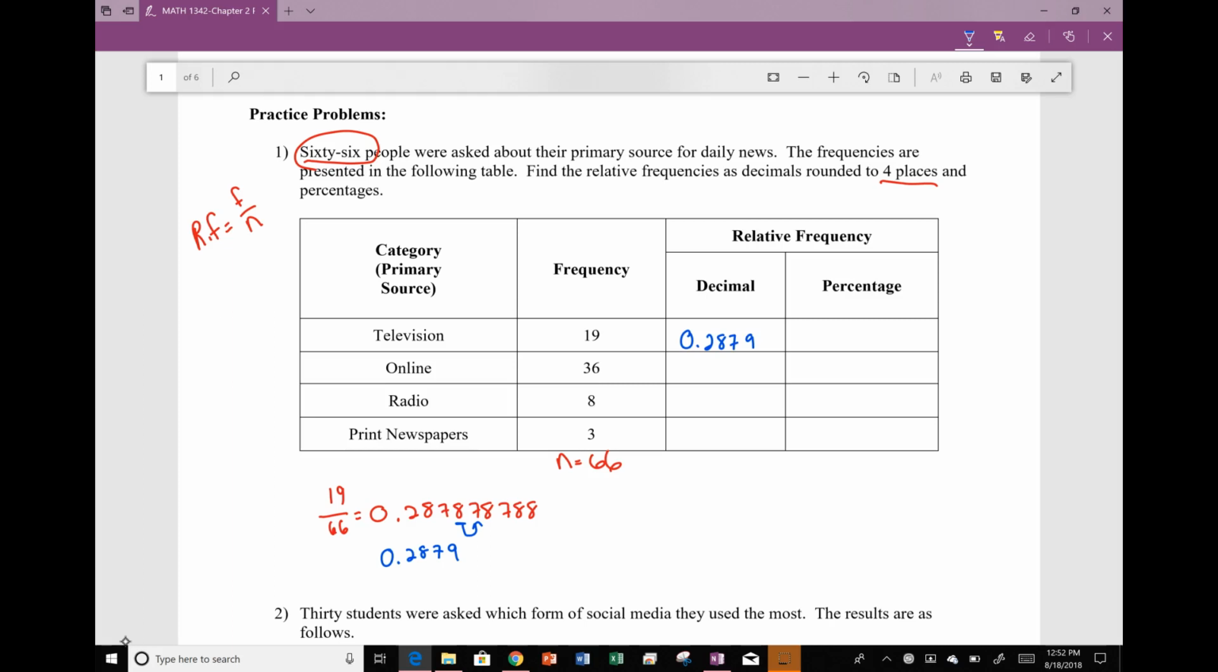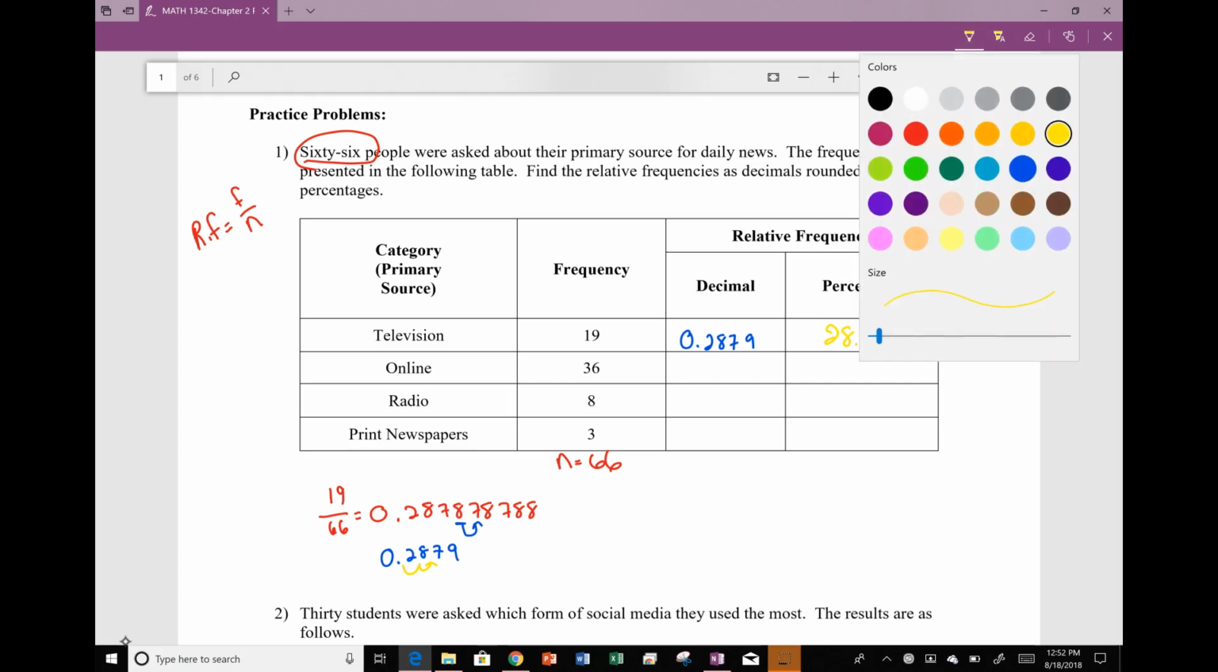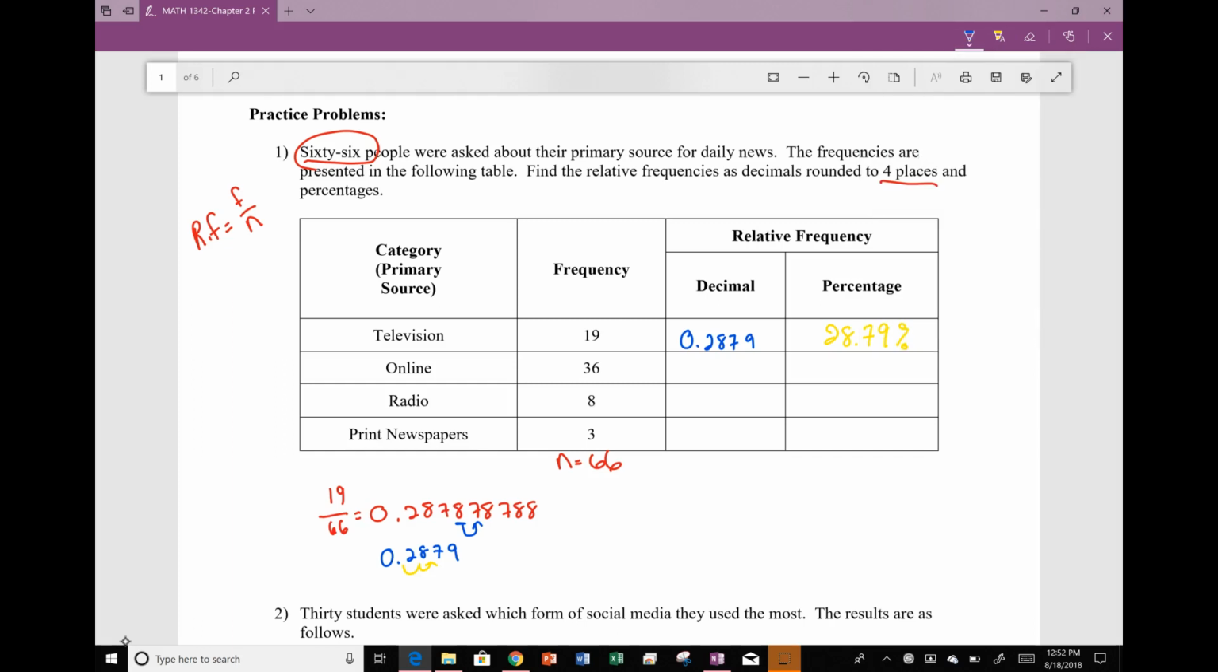In order to get the percentage, what I'll do is I'll just move the decimal place over 2 times, or you can multiply by 100, and I get 28.79% for television as being the primary source of our news.